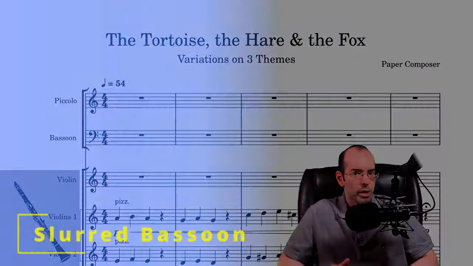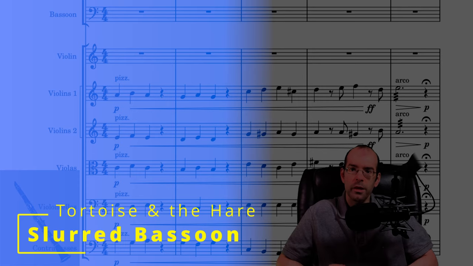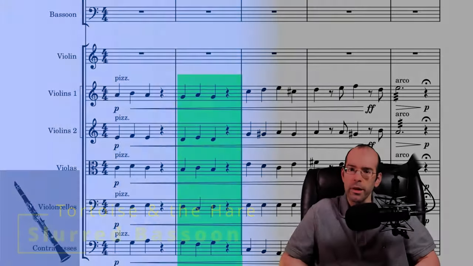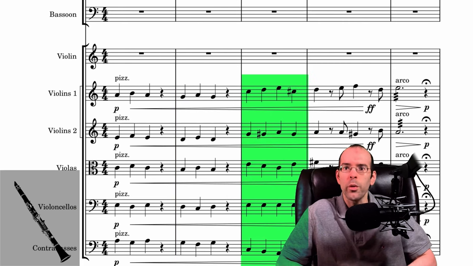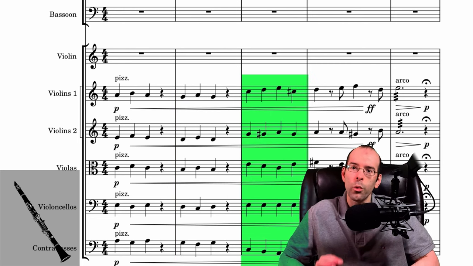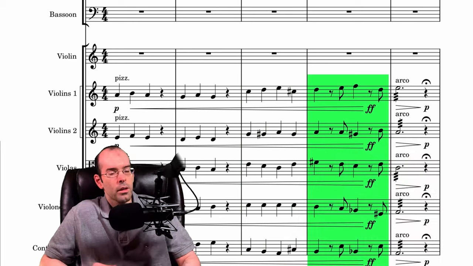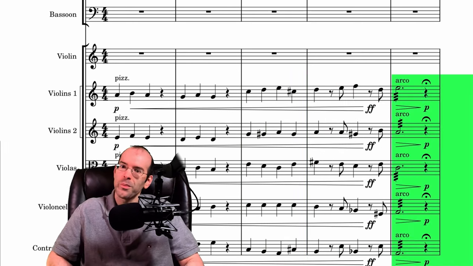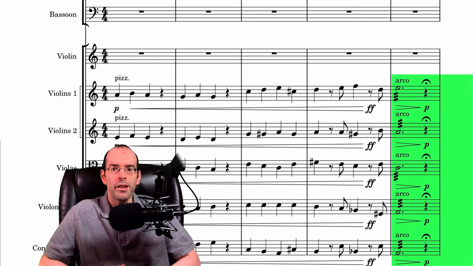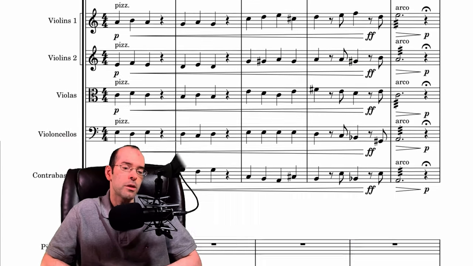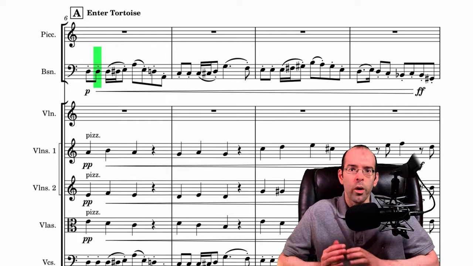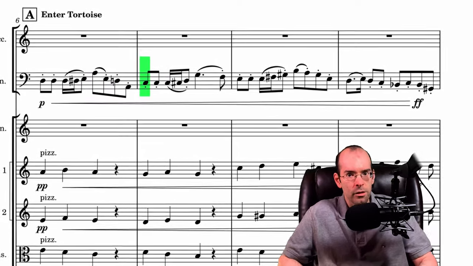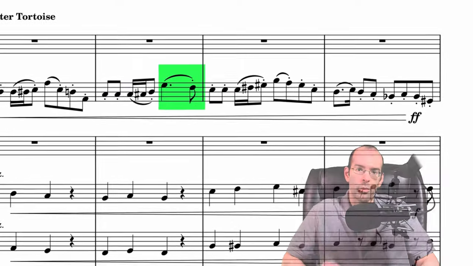And with this next piece by Peter, this is a piece that's meant to convey the story of the tortoise and the hare. So this is a good example of how to use a slur in a woodwind instrument. When the bassoon opens with the melody, which represents the tortoise, you can clearly hear the performer slurring their notes. So what this means is one breath will equal multiple notes. And a non-slurred note would mean one breath per note.